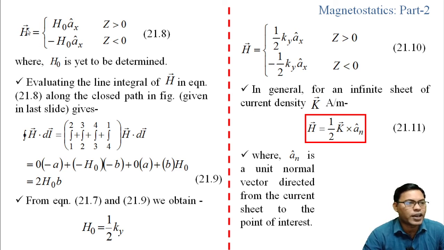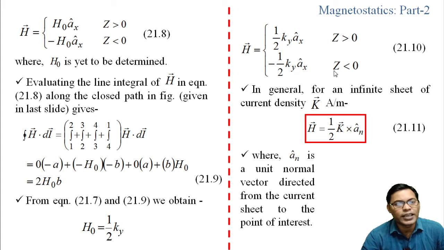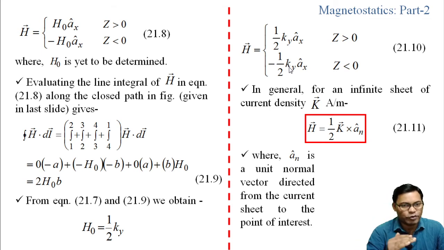So finally we can write this H equals to half of kyax for z greater than 0, that is above the sheet, and minus half kyax below the z, that is at z less than 0. But this is the expression we got for the case when the current is flowing in the y direction, and we got the expression for above the sheet, below the sheet.